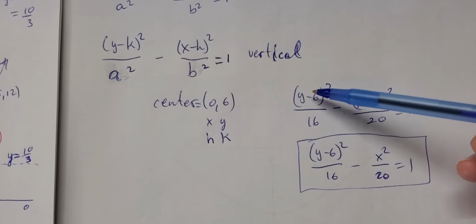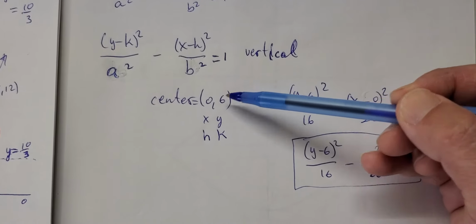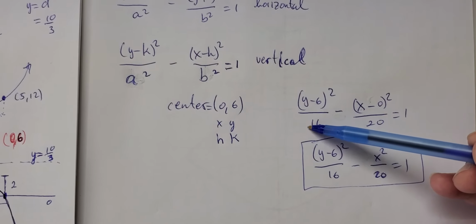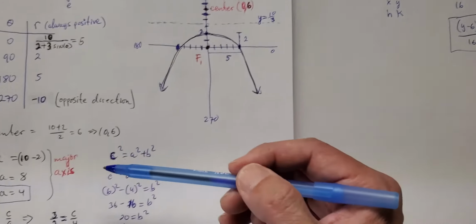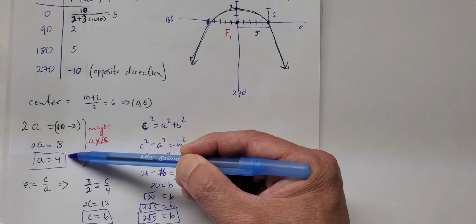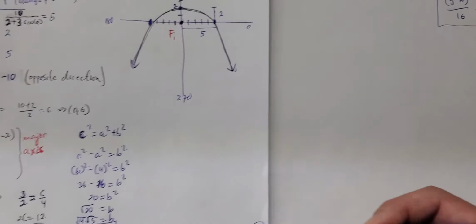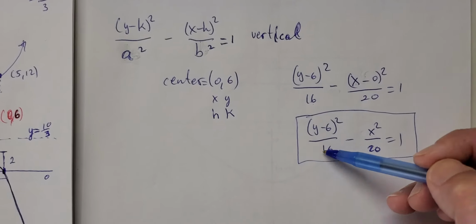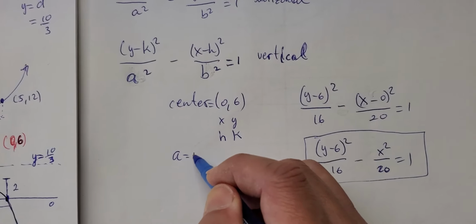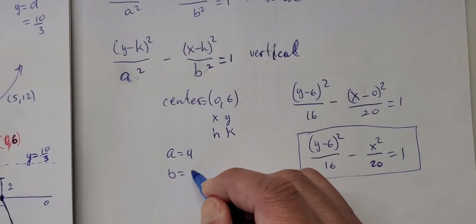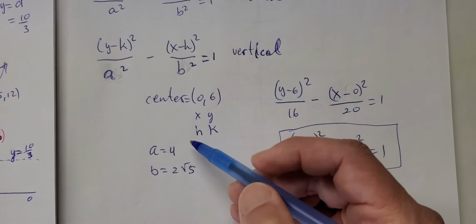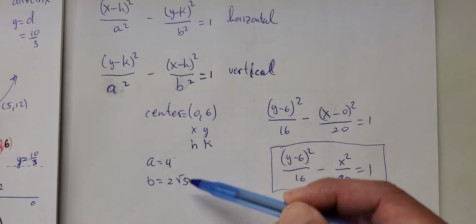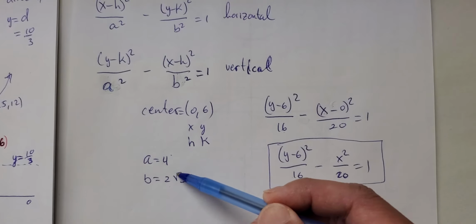Okay, so here's your K, 6. Here's your H, 0. A, we know that it is 4, right here, so 4 squared. We know what B is, 2 square root 5. So plug them in. 4 squared, that's where the 16 is. A, you know that is 4. B is 2 square root 5. So put 4 in here, square it, becomes 16. Put B in, now square 2 square root 5.